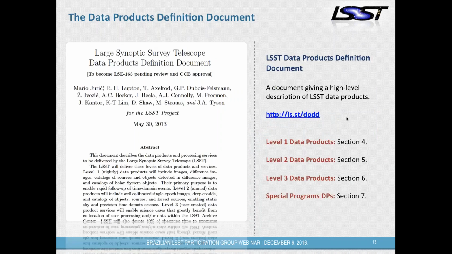Everything I just told you is described in gory detail, but still I hope in a readable way, in this document called the Data Products Definition document. Level 1 is described in section 4, level 2 in 5, level 3 in 6, and there's also something that I won't be talking about, which are data products for special programs, such as the deep drilling fields, which are described in this document as well.